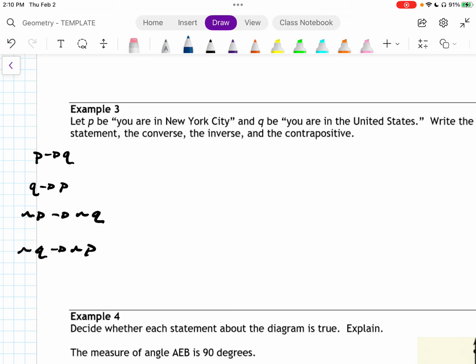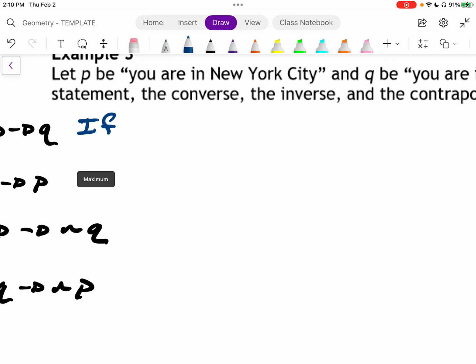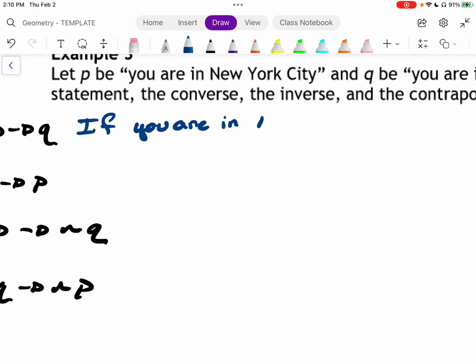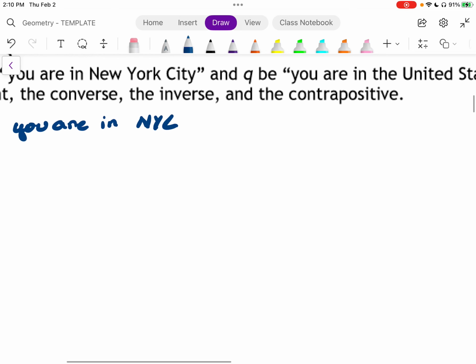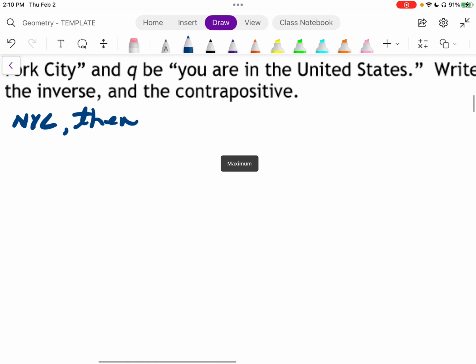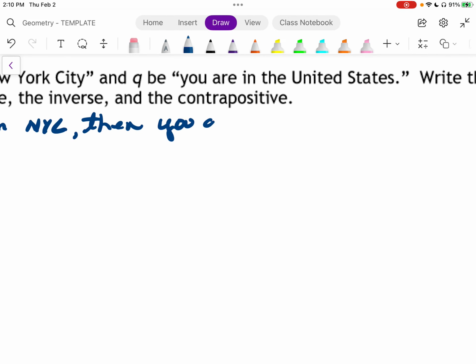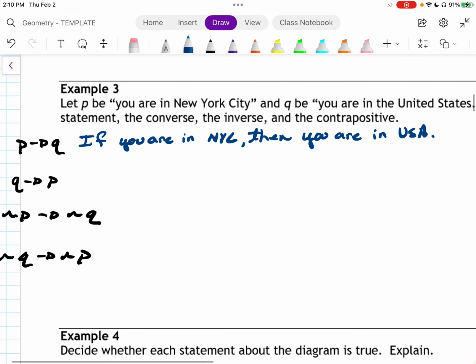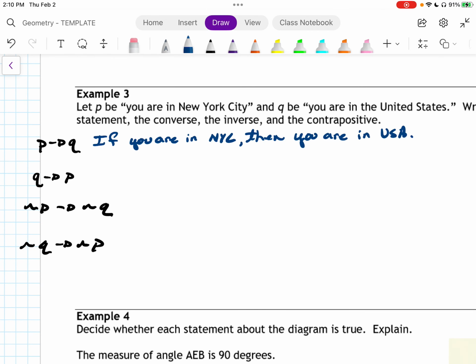So right here, P implies Q. P is if, but we start off with if. All of these are going to start off with if. And then it's you are in, I'll just say NYC for New York City. Then what's the then? You are in the United States. So you are in, and I'm just going to say USA, just kind of to abbreviate it. P implies Q. If you are in New York City, then you are in the United States. That's a true statement, right? That's a true statement. Let's look at the next one.